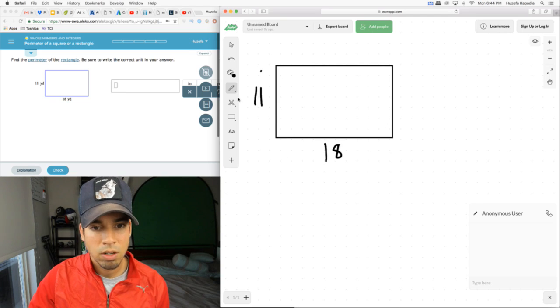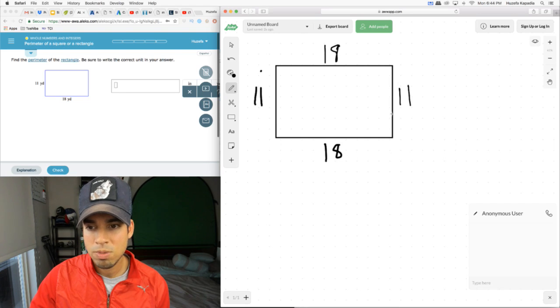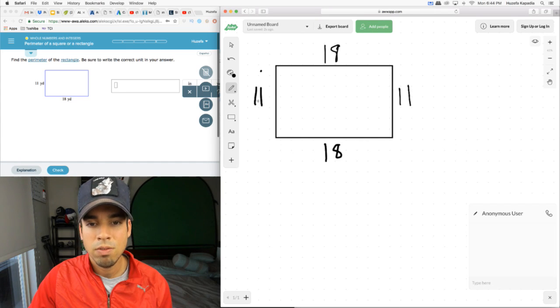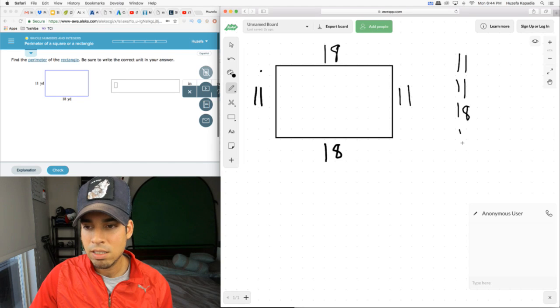Now, because it's a rectangle, we know that these sides up here are equal to the sides down here. So this must also be 18. This must also be 11 over here. And so what's the perimeter? The perimeter is just the sum of all the sides. So it's 11 plus 11 plus 18 plus 18.